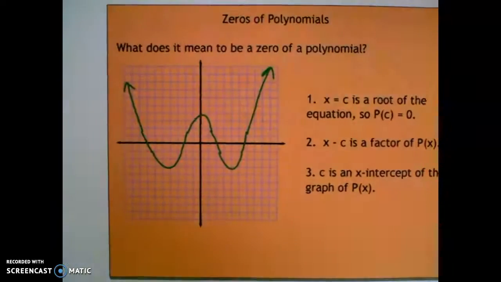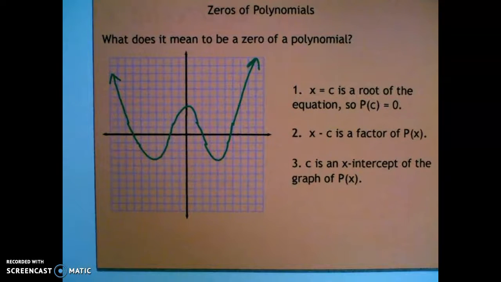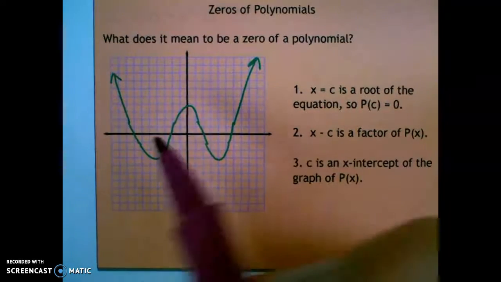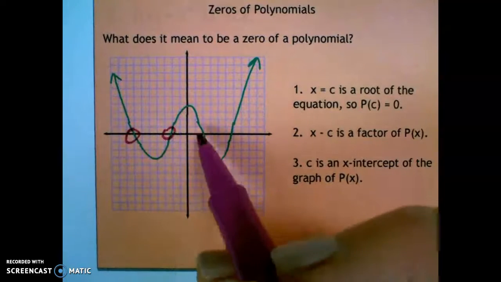Second piece, you need to know the zeros of the polynomials. A zero is just a root or an x-intercept or a factor. All of those words are synonyms. They mean the same thing. So the zero is where it crosses the x-axis.